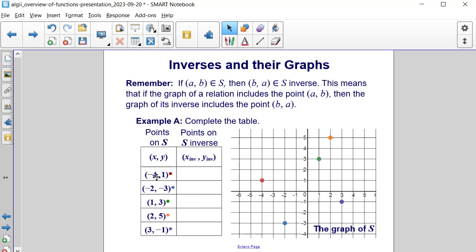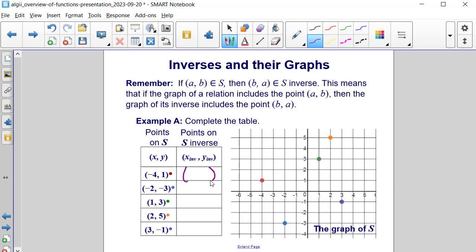We have that one point has coordinates (-4, 1), and it's shown in red. We're going to write down the coordinates of its inverse, and the coordinates of its inverse are literally found by switching the x and y coordinates around. So it will be (1, -4). This blue point is at (-2, -3). Its inverse will be (-3, -2).